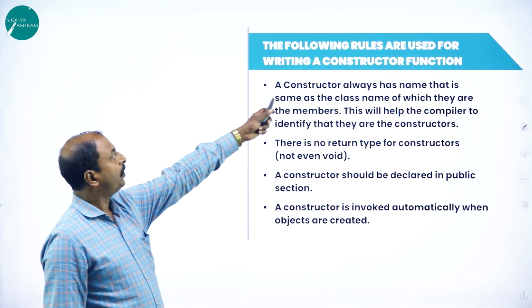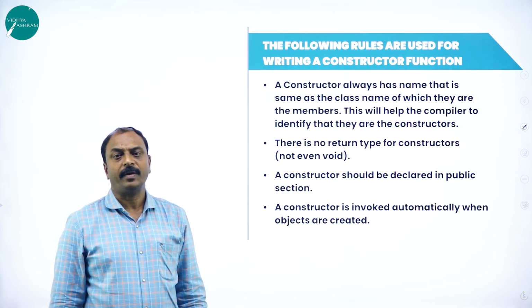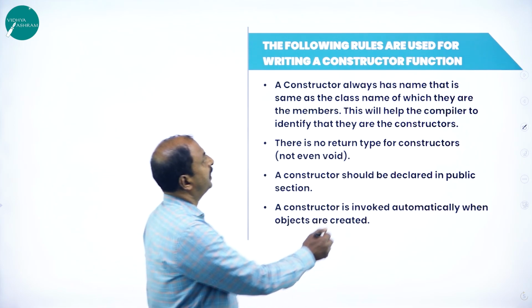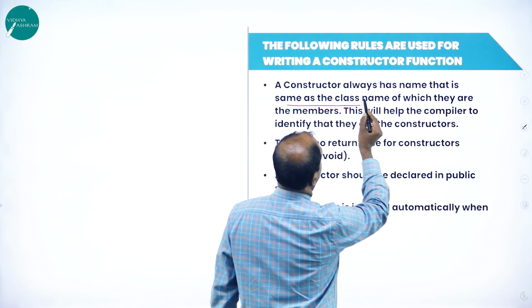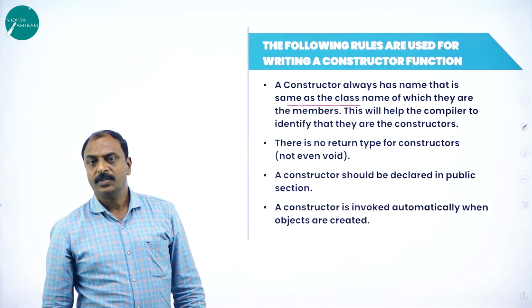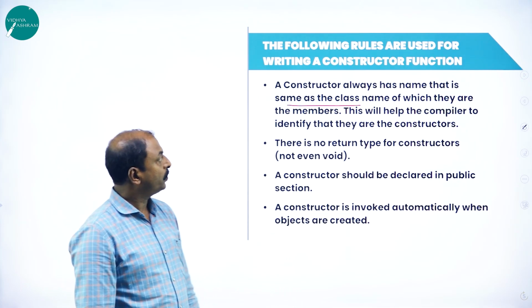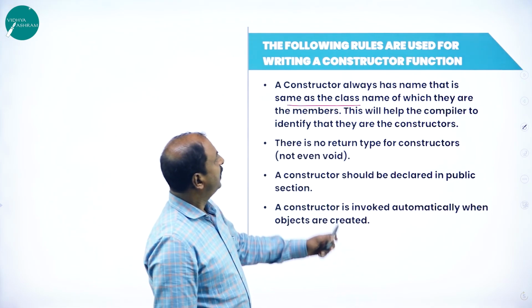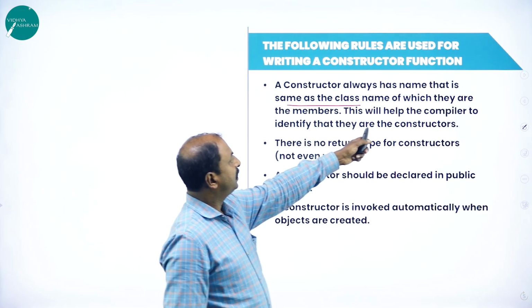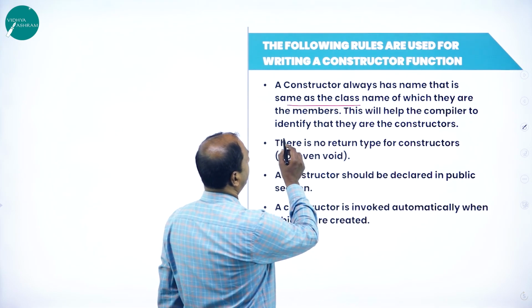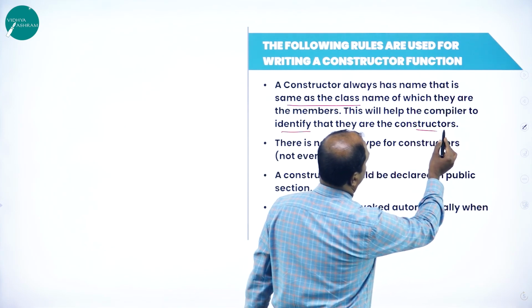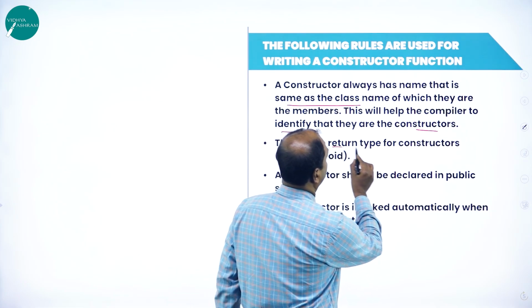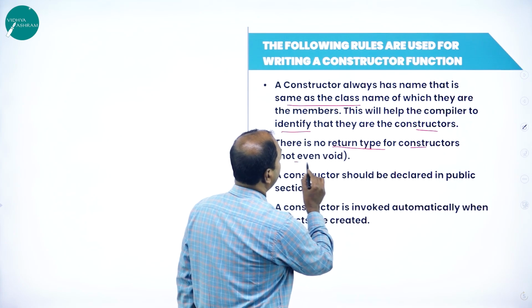Here are the rules to be followed to frame or define a constructor. A constructor always has the same name as the class name. One of the rules says that the constructor has the same name as that of the class of which it is a member. This will help the compiler to identify that they are constructors. So that is the first point. Second, there is no return type for constructors, not even void.